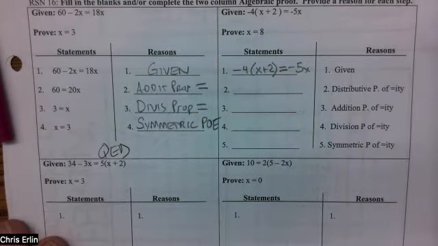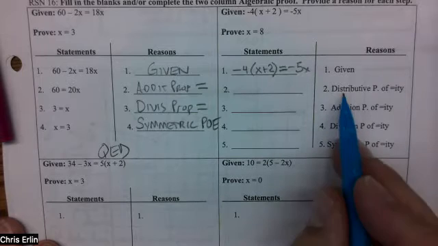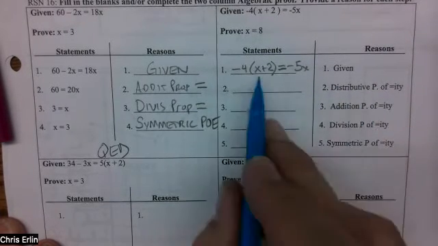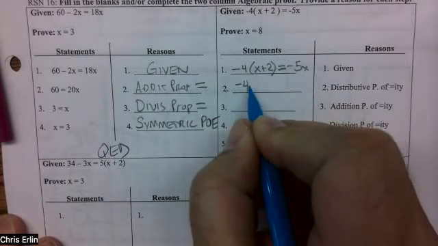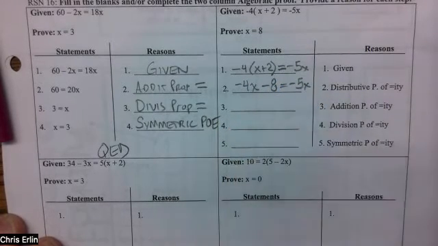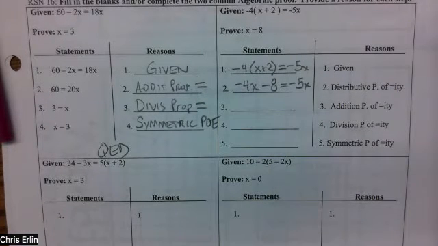What do I do next? Distributive property, right? That's what this says to do, so that's what I'll do. -4x minus 8 equals -5x. Now there's a couple of choices here, but I think there's one choice that's the best thing to do next. What should we do next?